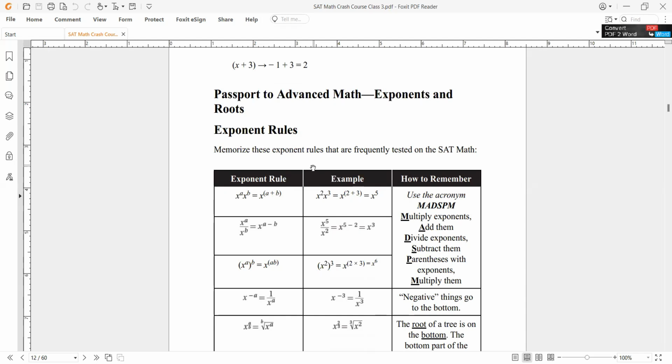Passport to advanced math has different topics, and we have already talked about the polynomial, and now we are interested to talk about exponents and roots. So what do exponents and roots really mean?